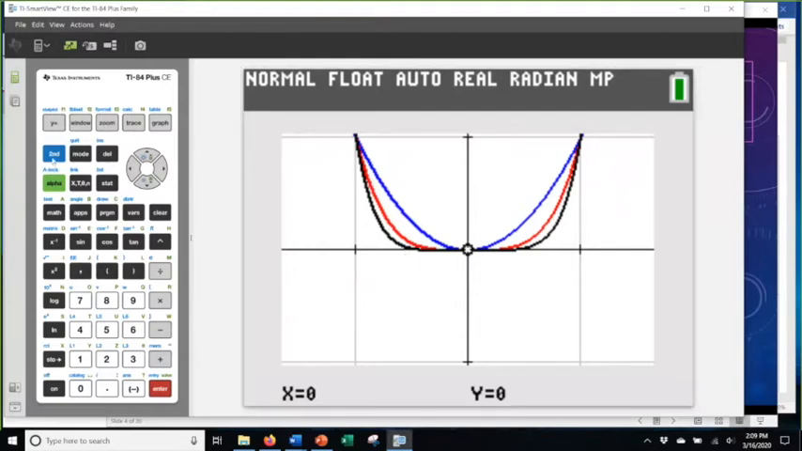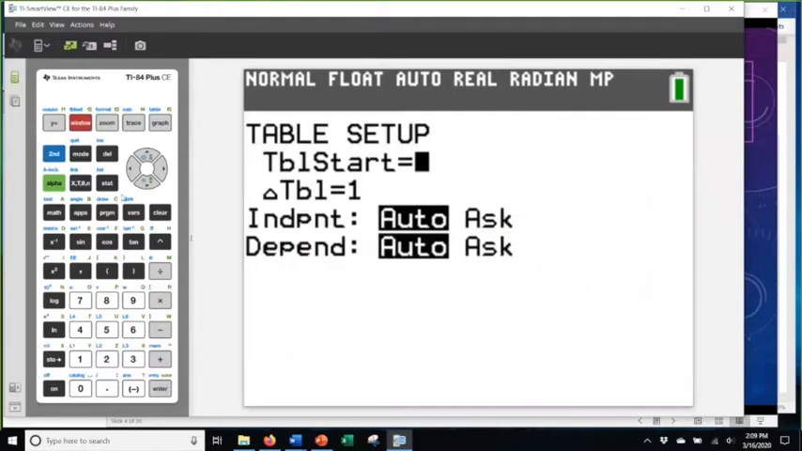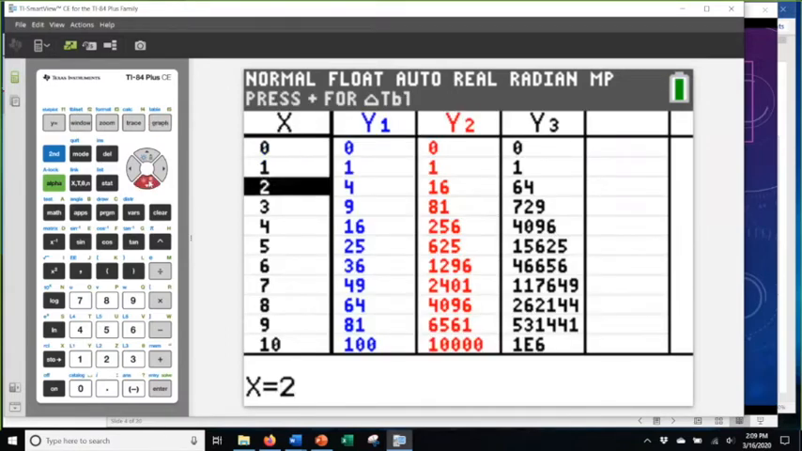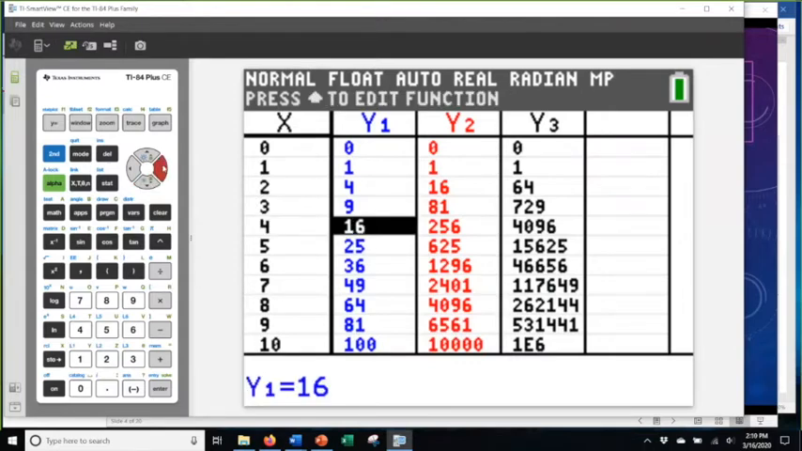Let's also take a look at this numerically with a table. The second window, Table Set, allows us to set up our table. I'll start at 0 and we'll increment the table by 1. When we take a look at this, we can see what's happening with our steepness. For a given value, let's say x equals 4, we go from 16 for x squared, to 256 for x to the fourth, and 4096 for x to the sixth power. So clearly that's where we're getting the steepness.